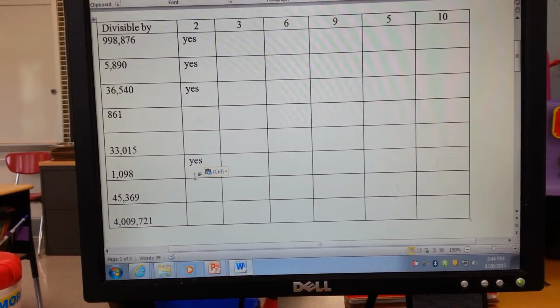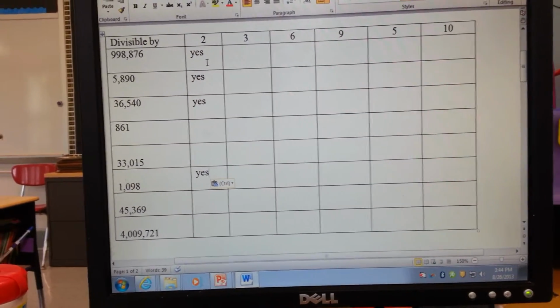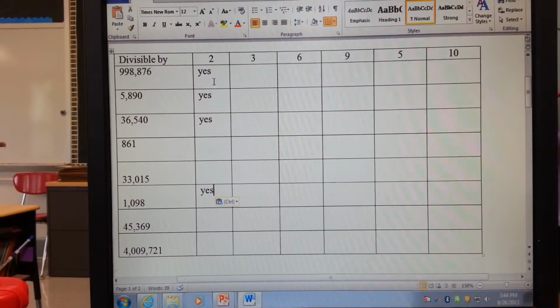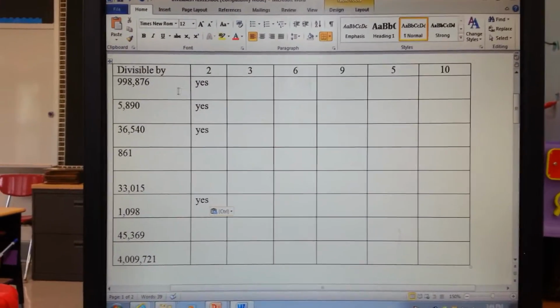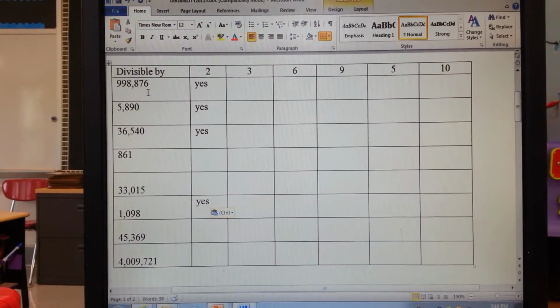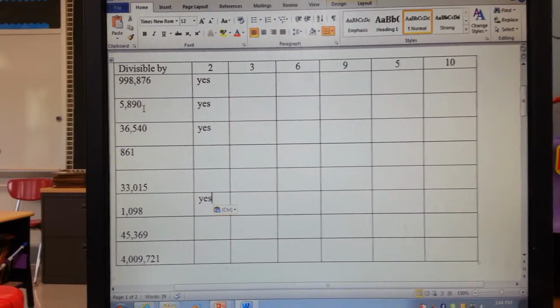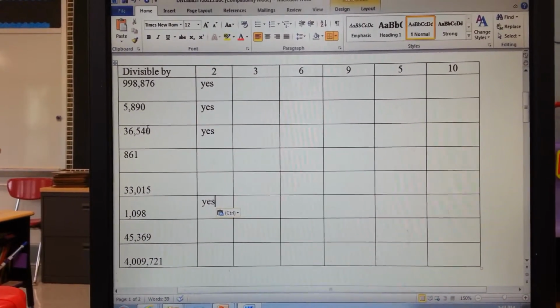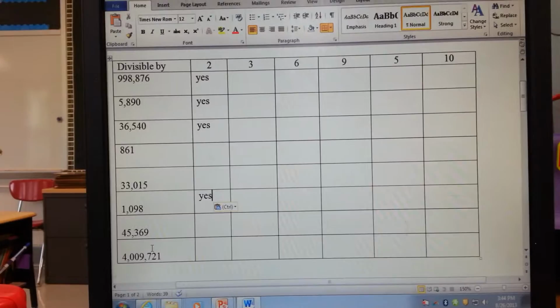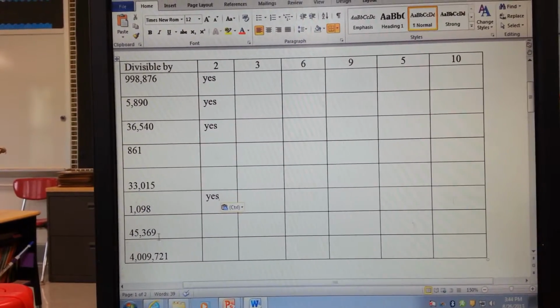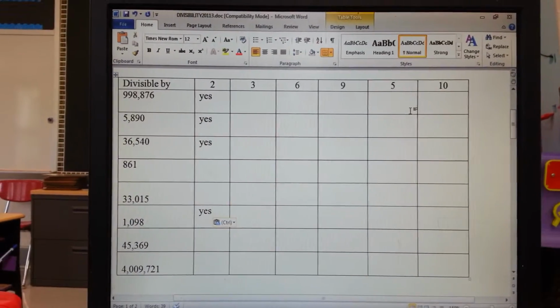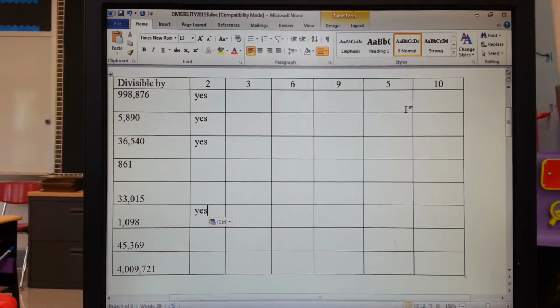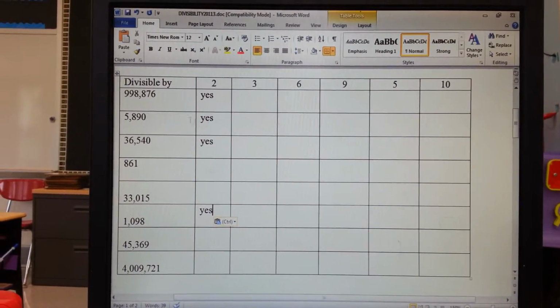So divisible by 2. And maybe the next easiest thing to do are the 5's and the 10's. Any number that ends in 5 or 0 is divisible by 5. Because when you count by 5's, it's 5, 10, 15, 20, 25, 30. All those numbers end in 5 or 0.